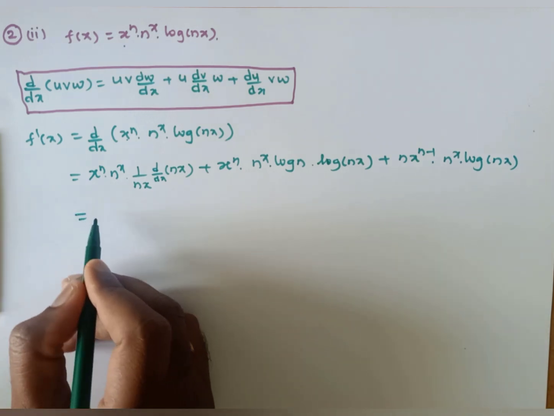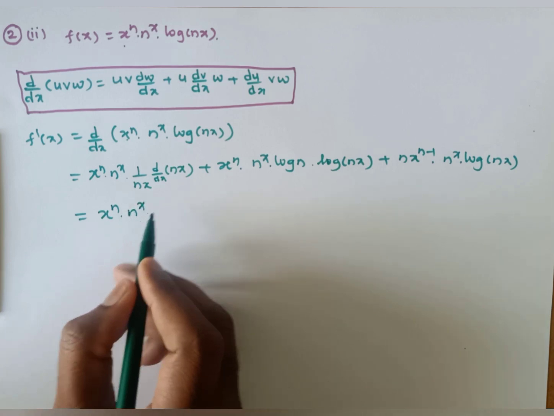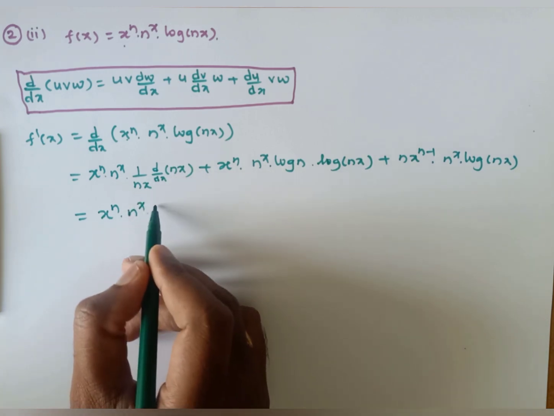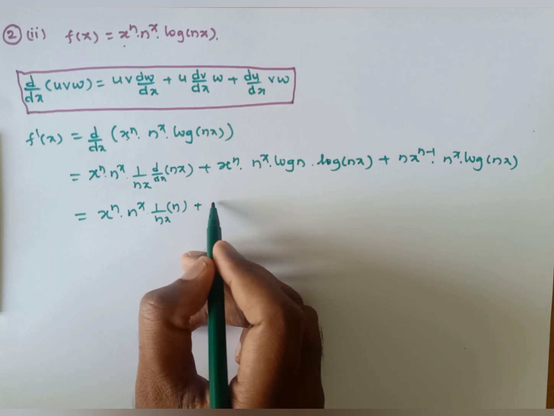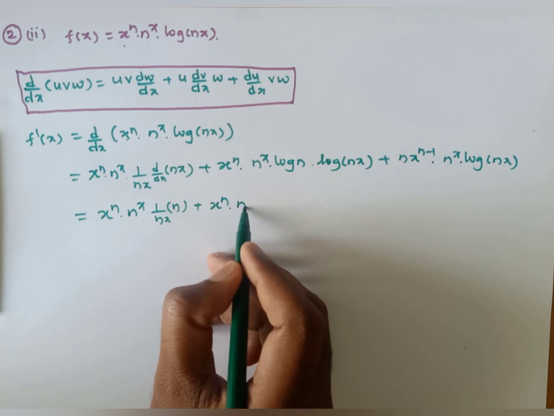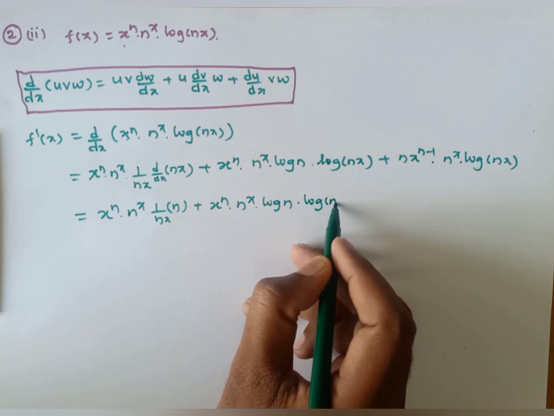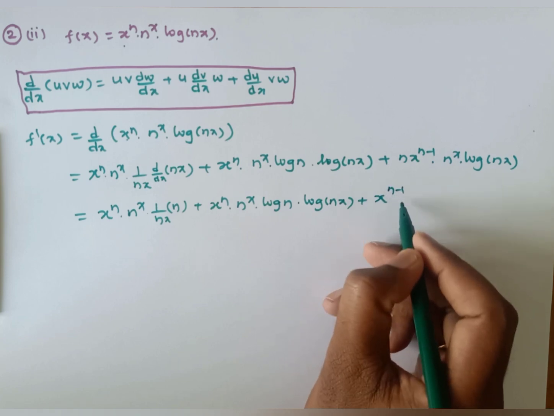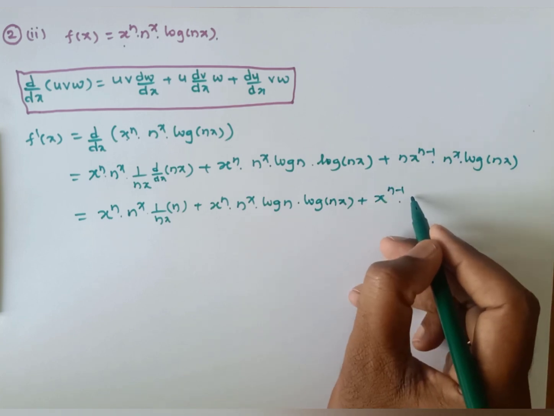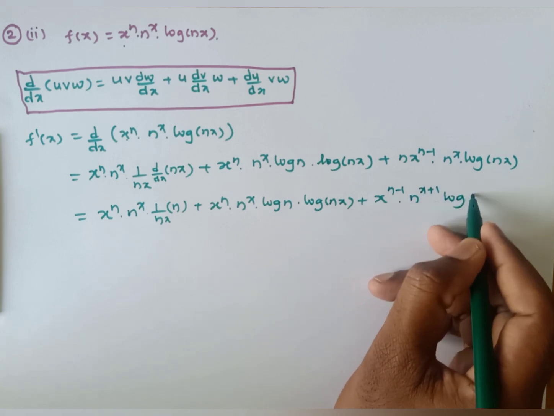Okay, now I try to simplify this. X to the power of n into n to the power of x into, now here it is nx, 1 by nx into derivative of nx is n only, right? Plus here, it is x to the power of n into n to the power of x into log n into log of nx, plus x to the power of n minus 1 and n into n power x. So here we can write it as n to the power of x plus 1 into log of nx.